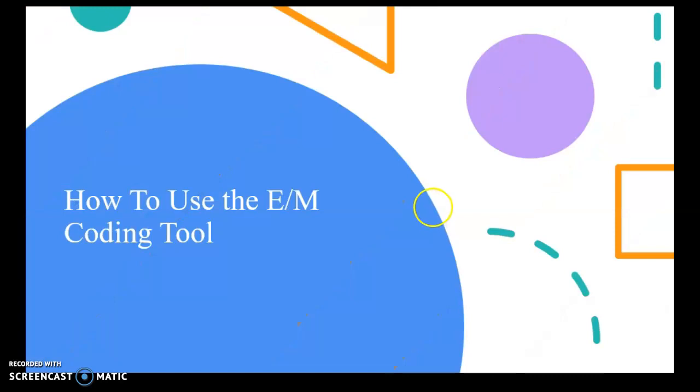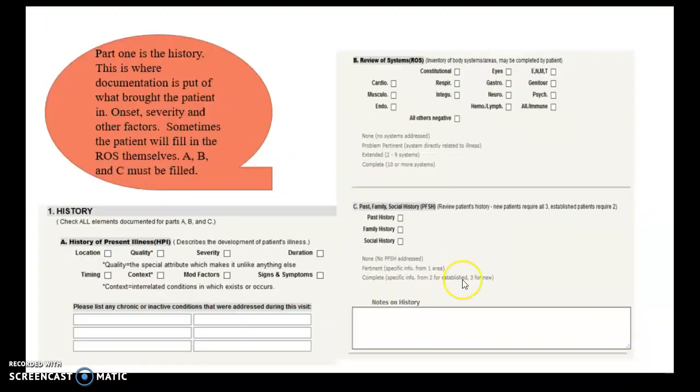Here's how you would use the evaluation and management coding tool. Part 1 is the history. This is where the documentation is put of what brought the patient in. This has the onset, the severity, and other factors. Sometimes the patient will fill in the review of systems by themselves. The Part 1 and subsection A would be the HPI, the severity, the duration, signs and symptoms. Part B would be the review of systems, where sometimes the patient would fill it in. And Part C would be the PFSH.